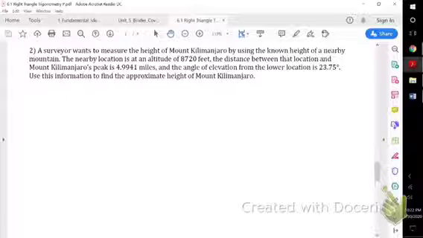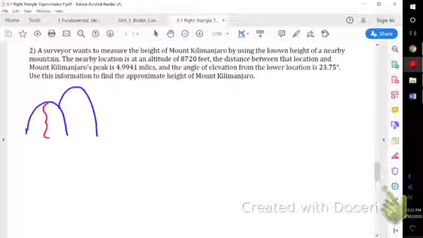Alright, so first I'm very visual, so I'm going to draw this, but I'm also very not artistic, so I do apologize. So we've got these two mountains here, and we've got a shorter one that they know some stuff about, and then we've got the taller one, which is Mount K, that we're trying to find out about. So what do we know about the shorter one? Well, it tells us first that the nearby location has an altitude of 8,720 feet. So that means from here to here, it's going to be 8,720 feet.